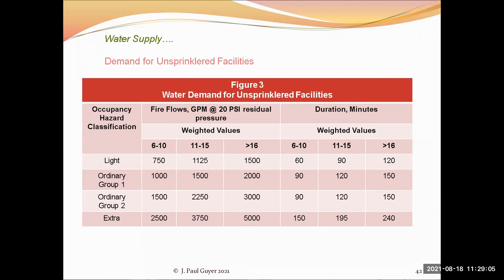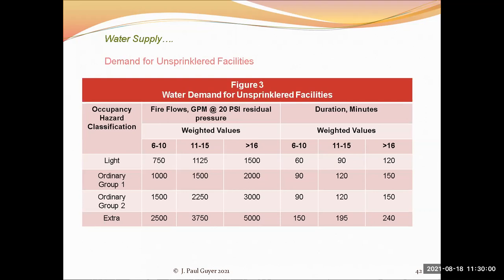which experience has shown is a satisfactory estimate of water demand for an unsprinklered building, no fire sprinkler system. The occupancy hazard classifications, light hazard up to the most hazardous. And if your building, as an example, light hazard, gets 6 to 10 points, the fire flow requirement for fire protection purposes is 750 GPM. And if your building light hazard occupancy has greater than 16 points, then the requirement for fire protection purposes is 1500 GPM.